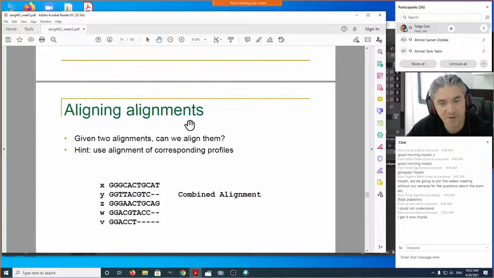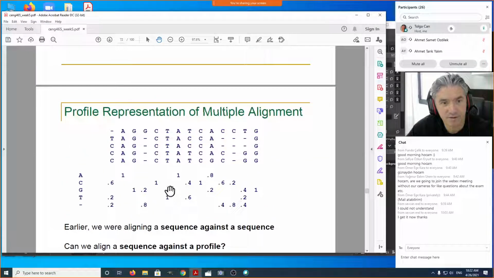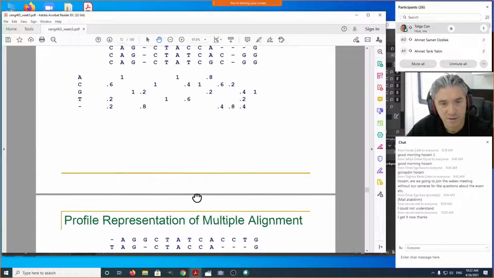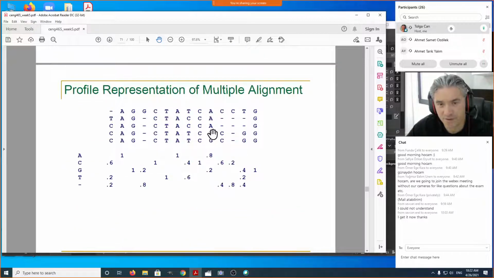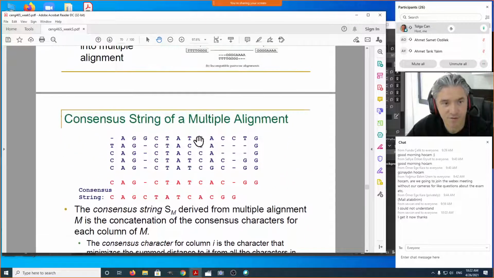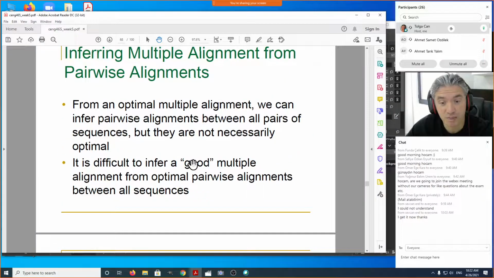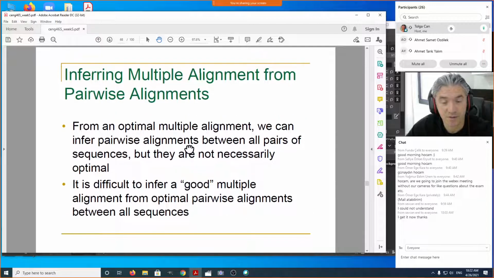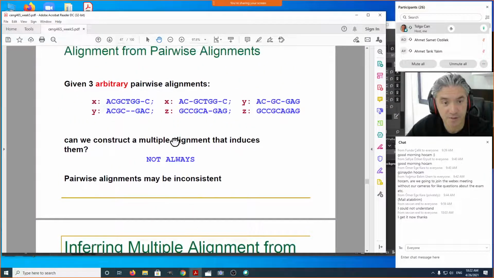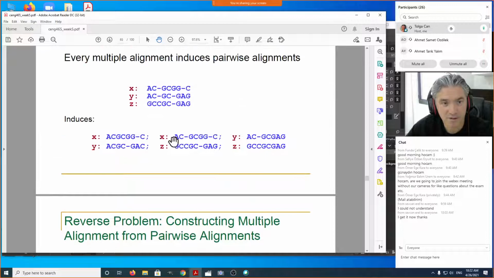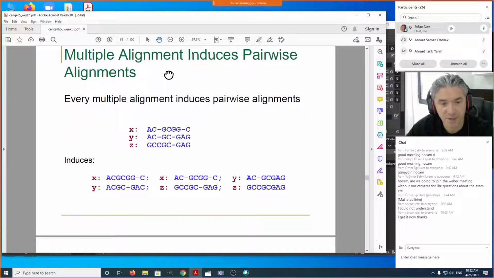So let's see whether we have any missing things here. Yeah, so we also talked about how we represent these profiles at the beginning of the slides, right? So there are a couple of options that we can use these pairwise alignments to build these multiple sequence alignments. Now let's see. So we started from here.